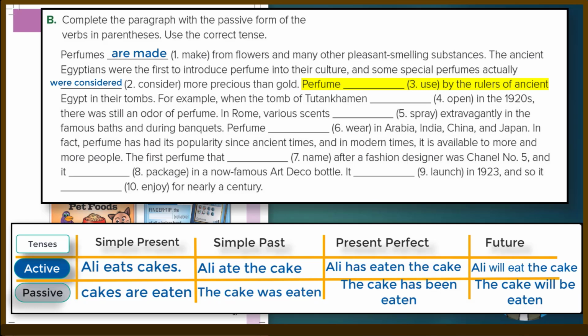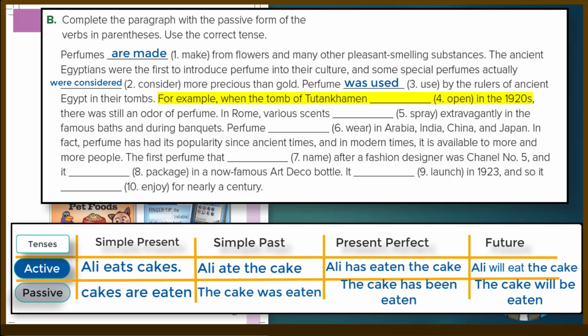Perfume blank use by the rulers of ancient Egypt in their tombs. So he is still using the past simple. So we say was used. لا زال يستخدم الماضي البسيط، لذلك وضعنا was used. هنا استخدم الماضي لأنه يتكلم عن مصر القديمة، فالماضي البسيط هنا استخدم.